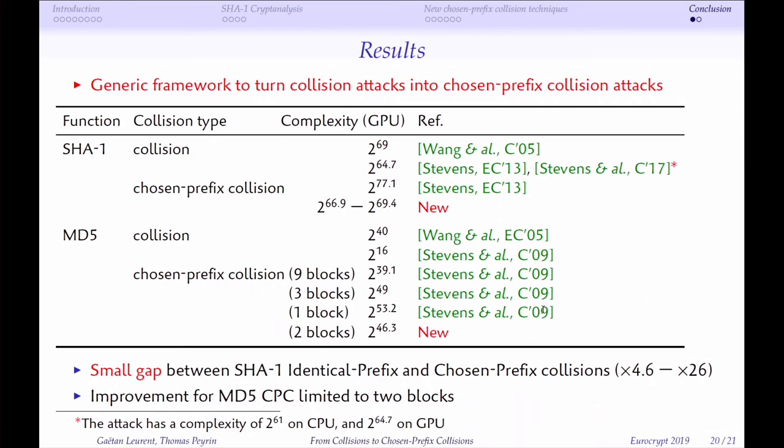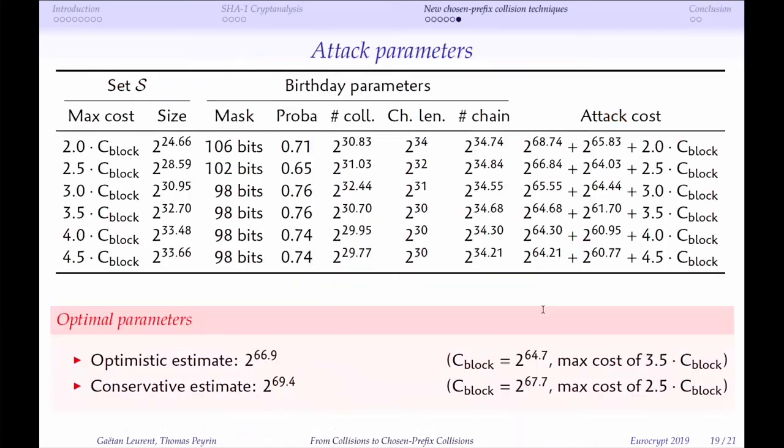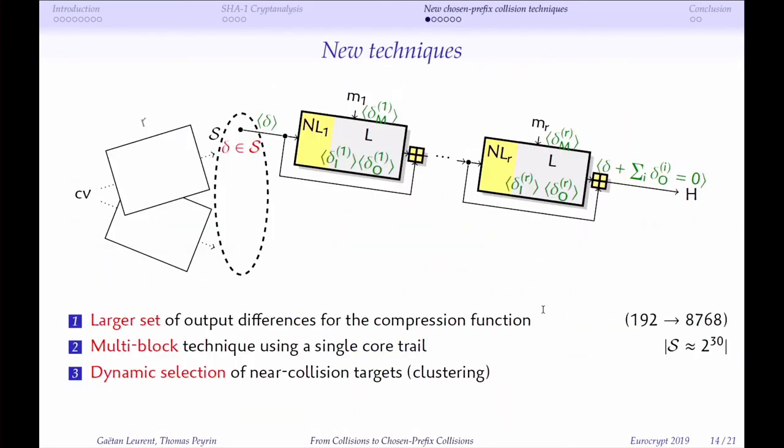In your cost estimate, you seem to assume that it's trivial to find out if a pair is in the set S. Is this really so simply structured? So it's not trivial. Can you repeat the question? Oh, okay, yes, sorry. So the question is, when we do this birthday stage, we need to detect whether the difference here is in the set or not, and how easy is this?